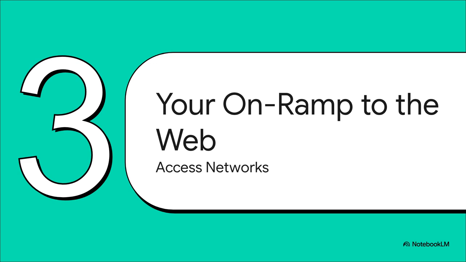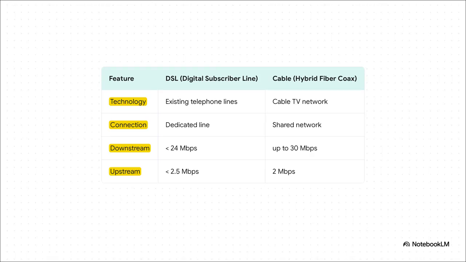Okay, so we've got the components and we've got the rules, but how do you and I actually get on the internet from our couch? Well, that happens through something called the access network. Think of it as the critical on-ramp that connects your personal devices to that global internet superhighway. Now, for most of us at home, this on-ramp comes in one of two main flavors. You've got DSL, which uses your existing phone line.